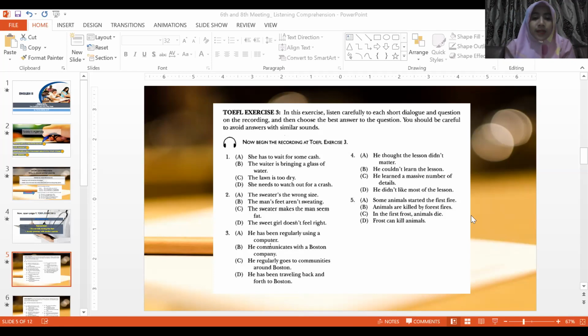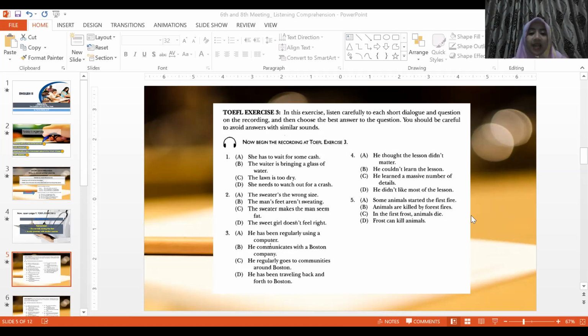So, which one is the answer? Is it A? She has to wait for some cash. Ini agak mirip ya bunyinya. Cash dengan grass. Jelas itu bukan. And then the waiter is bringing a glass of water. Apakah betul? Of course not. And then number C, the lawn is too dry. Atau D, she needs to watch out for a crash.